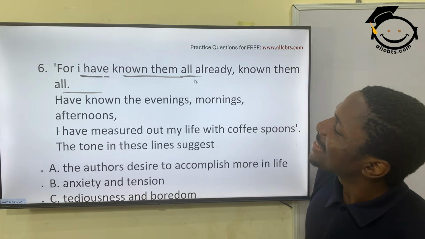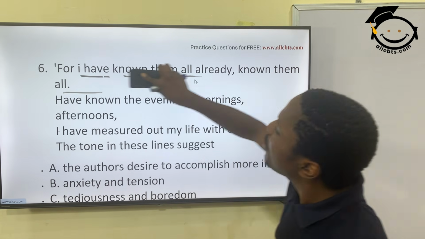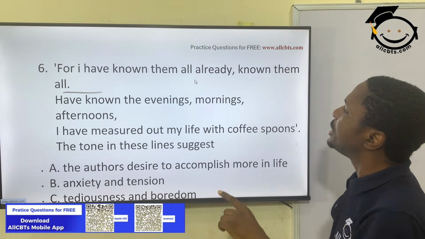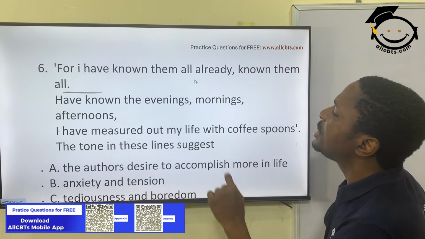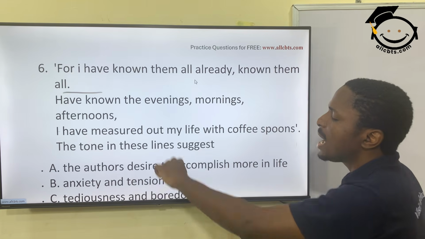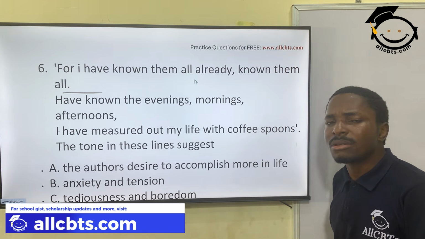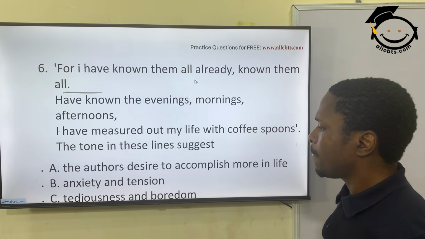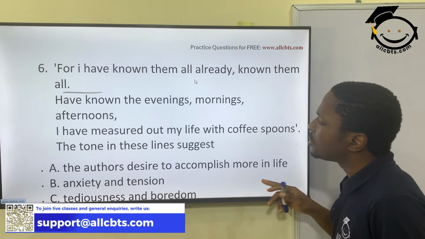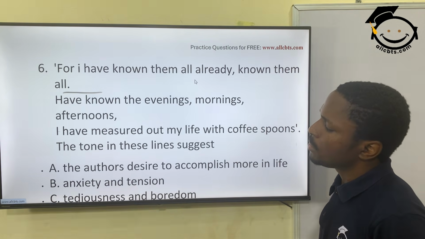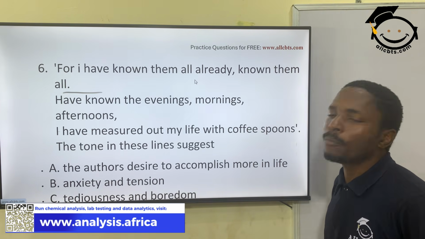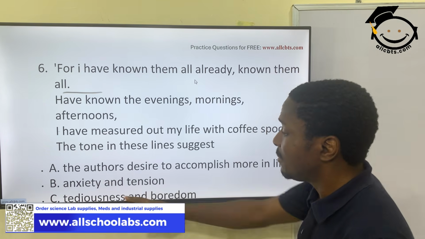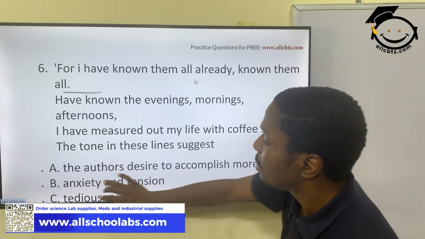Right? Good. Question 6. For I have known them all already. Known them all. I have known the evenings, mornings, and afternoons. I have measured out my life with coffee spoons. Oh, that's sad. The tone in this line suggests what? Let's see. The author's desire to accomplish more in life. No. Anxiety and tension. No. Tediousness and boredom. You can see. At least we can pick option C from here.